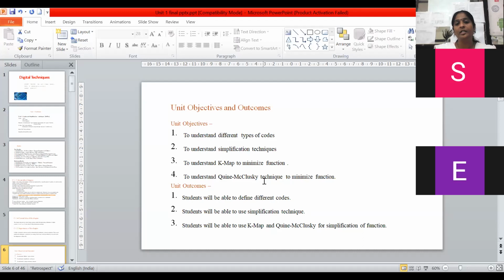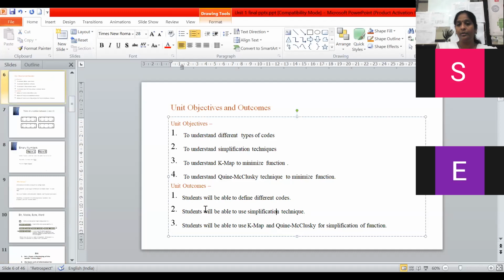Then what will be the outcome? Once I explain what you mean by code, you will be able to define what a code is and what the different types of codes available are. Another outcome: students will be able to use a simplification technique. You can use either the K-map or the QMC to simplify a given logical function or any hardware. If any digital hardware is provided to you, with the help of the K-map and the QMC, you can simplify it. These are the objectives and outcomes of this unit.